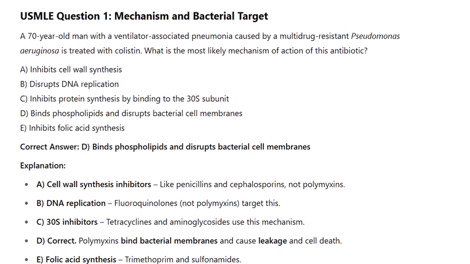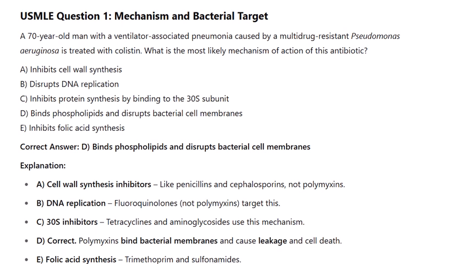A. Inhibits cell wall synthesis. B. Disrupts DNA replication. C. Inhibits protein synthesis by binding to the 30S subunit. D. Binds phospholipids and disrupts bacterial cell membranes. E. Inhibits folic acid synthesis.